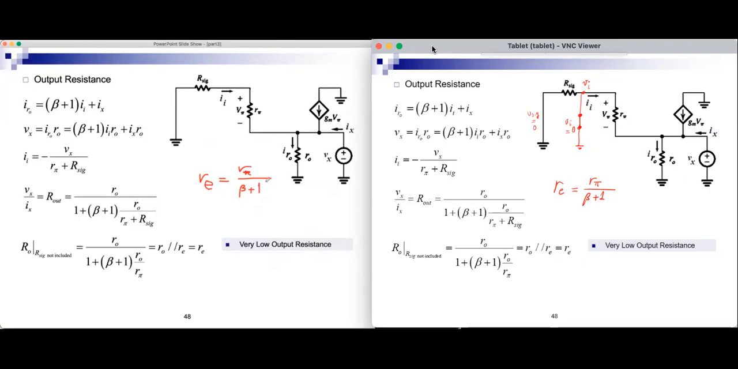So whenever you have in any equation R pi over beta plus 1, you can simply replace it with RE. So when you say that the output resistance is RE, it's R pi over beta plus 1. It also appears in the T model of the BJT. If you remember the T model of the BJT, there is a resistor there. It's not R pi, it's RE. Okay, any other questions?